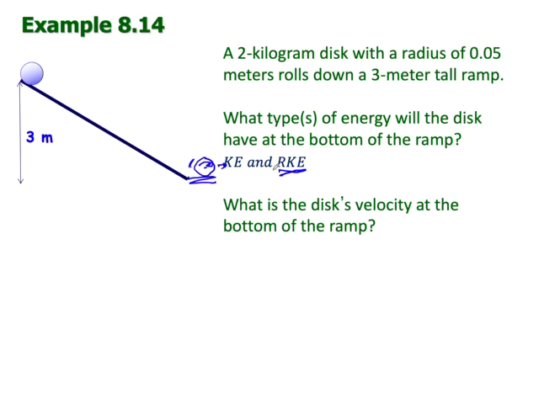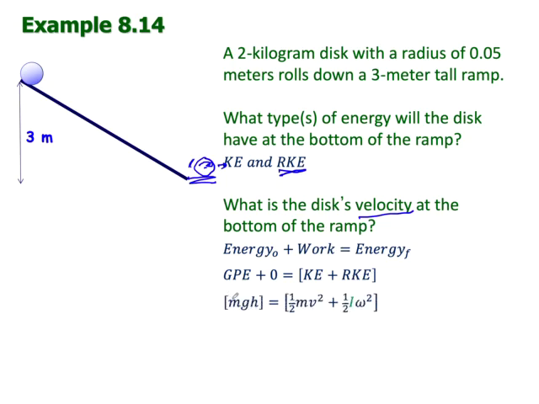I promise no other hidden types of energy in this book. But now we can actually do this properly. So when I ask you what's the velocity at the bottom of the ramp, how do we solve this one? Well, we know that the energy initial plus work equals energy final. Remember the energy conservation one. In this case, the initial energy is just GPE, and the final energy is going to be the KE plus the RKE.